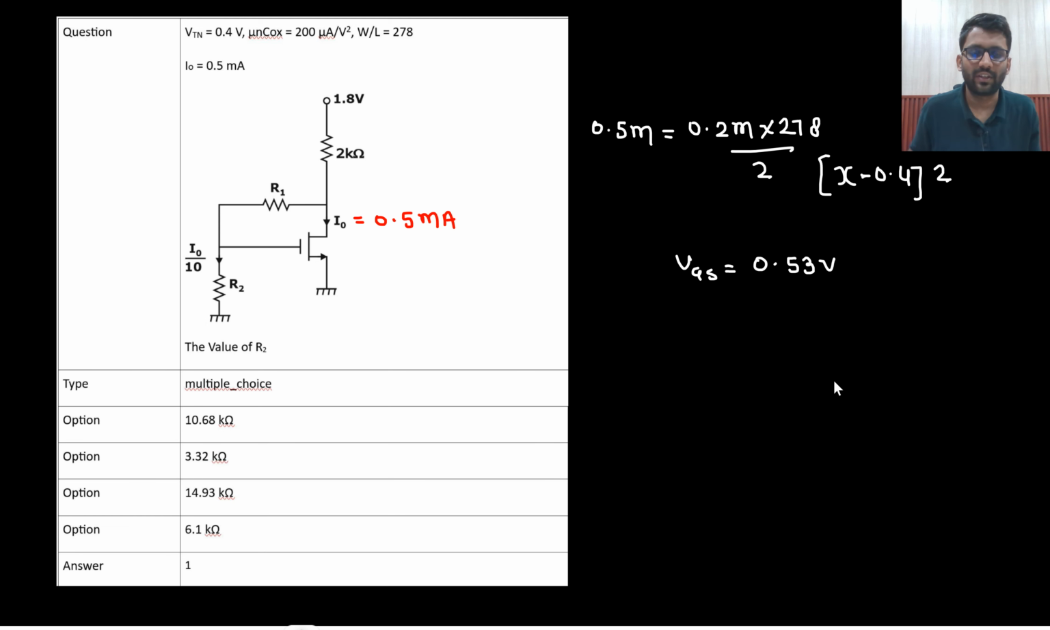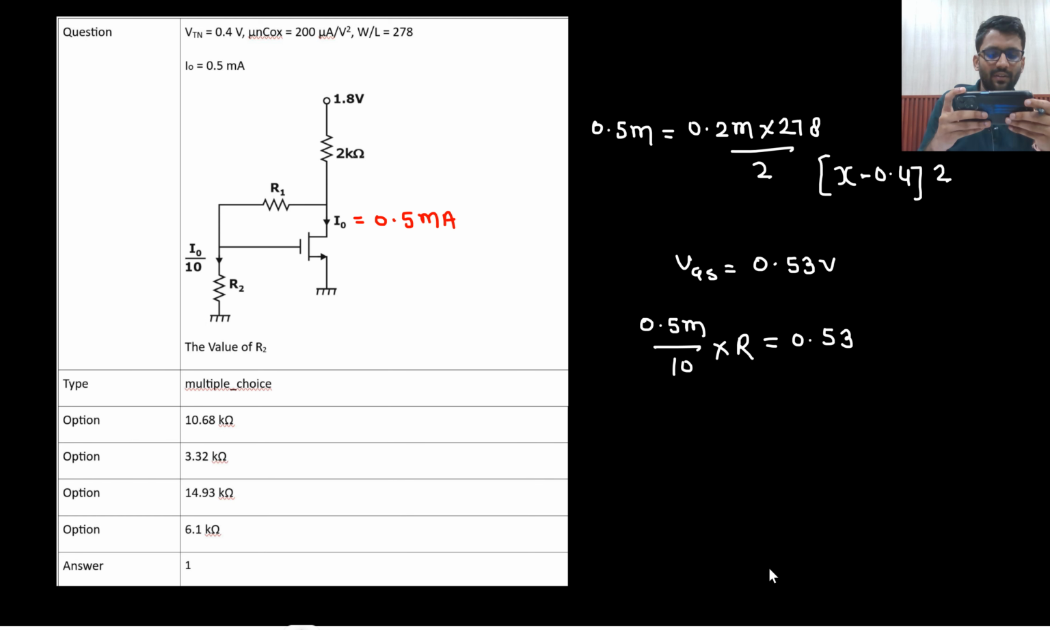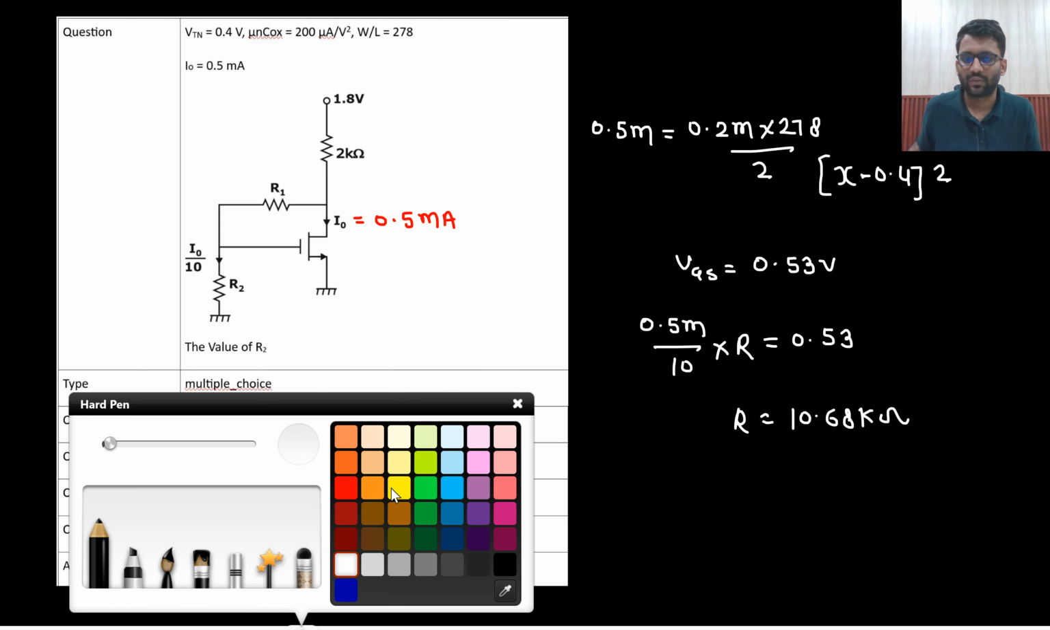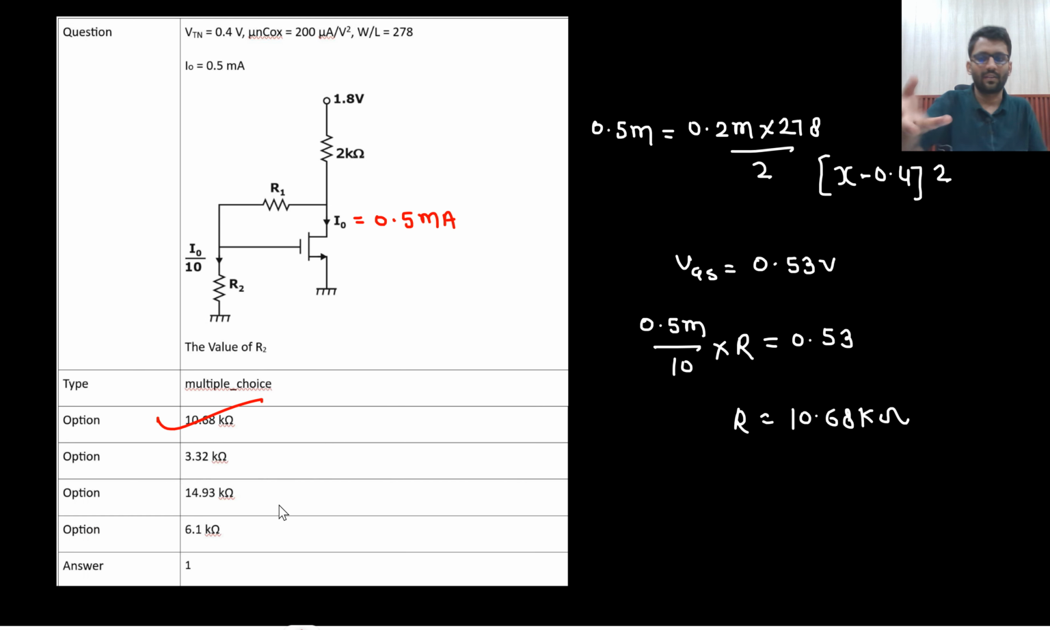Yeah, so 0.53 volt. This is the VGS we are getting, which is equal to 0.5 milli divided by 10 into R. This is equal to 0.53. So into 10 divided by 0.5. 0.53 into 10 divided by 5. So 10.68 kilo. So the R value you are getting is 10.68 kilo ohm. So this is what we are getting. So this is the answer.